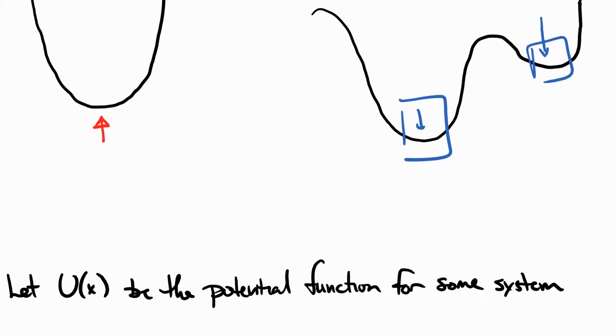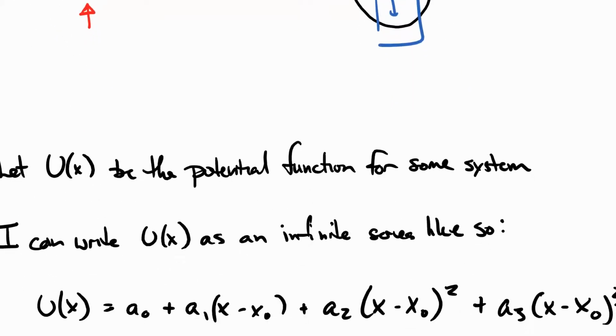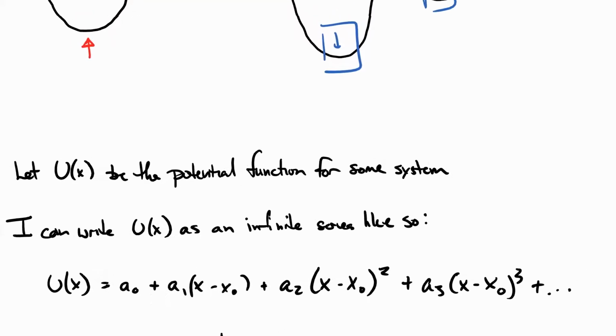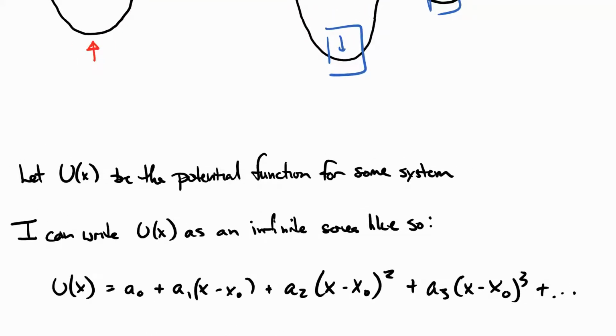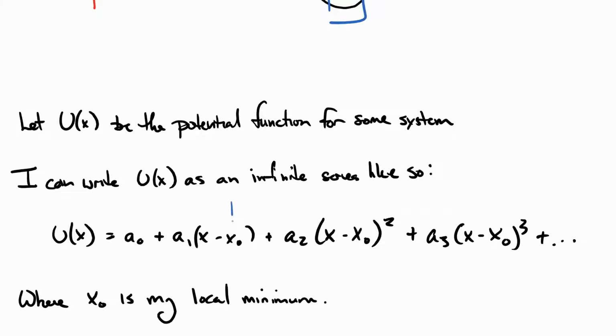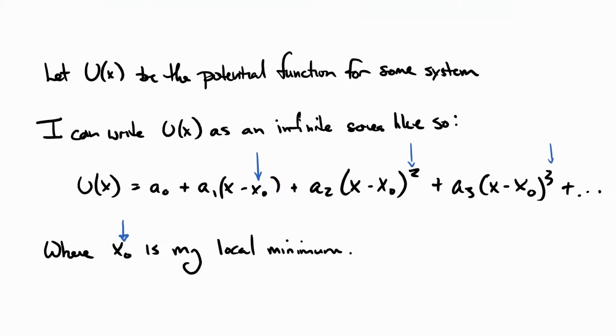So let u of x be the potential function for some system. I can write u of x as an infinite series, like so. This is the Taylor series expansion for u of x about x naught, where x naught is my local minimum. So I'm expanding it about a minimum in this infinite series, where it's just a power series. I've got the quadratic term, third order term, fourth order. There's an infinite number of these things, which you might think would complicate life, but in fact, we're going to make life easier for ourselves.